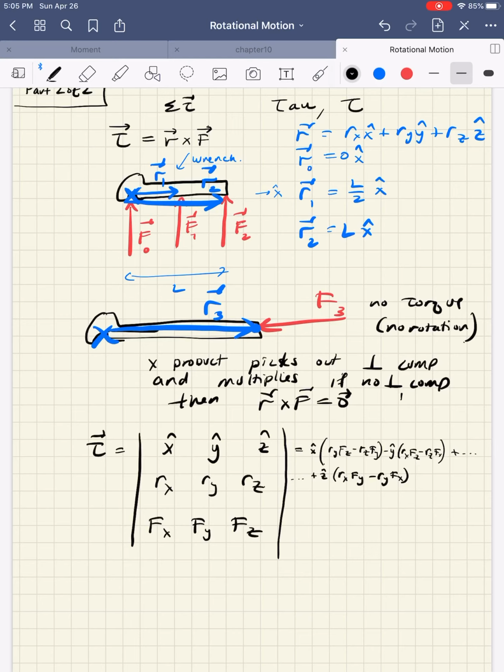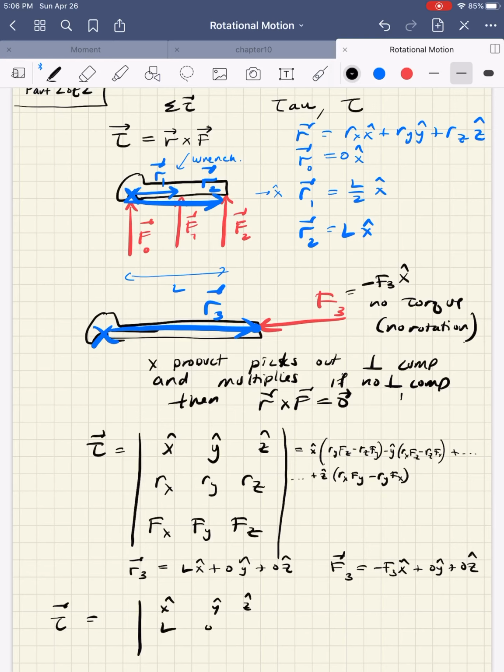So for instance, if I used my R3 and F3 above, right? R3 above is just L x hat plus 0 y hat plus 0 z hat. F sub 3, we'll write it as minus F3 x hat, which means it has 0 y hat and 0 z hat. And I would be plugging this into the determinant to find the torque from this quantity. It would look like L, 0, 0, minus F3, 0, 0.